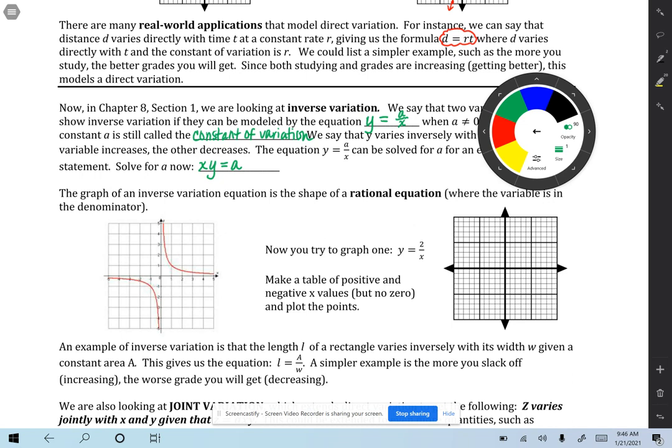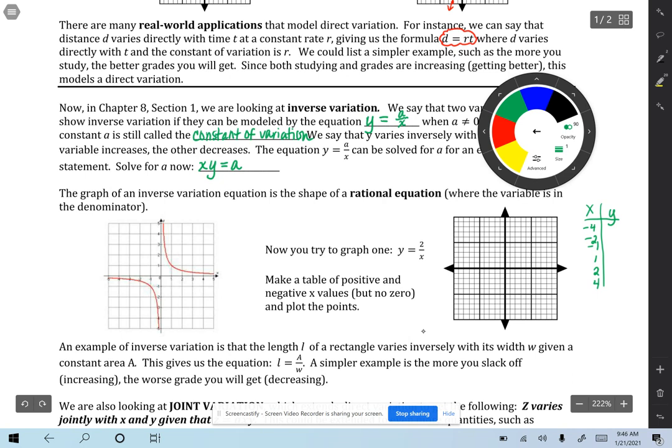Now we are going to graph a simple equation, and it's y equals 2 over x. Make a table of positive and negative x values, but remember you can't use 0 because 2 divided by 0 doesn't exist. So let's pick pretty decent numbers, even numbers: -4, -2, -1, +1, +2, +4.